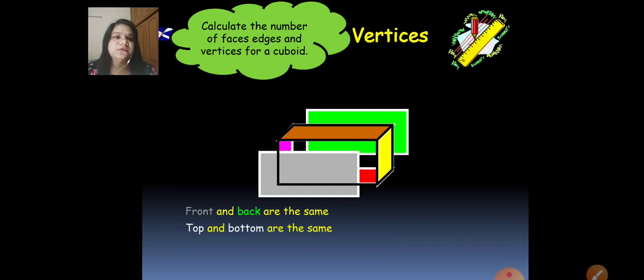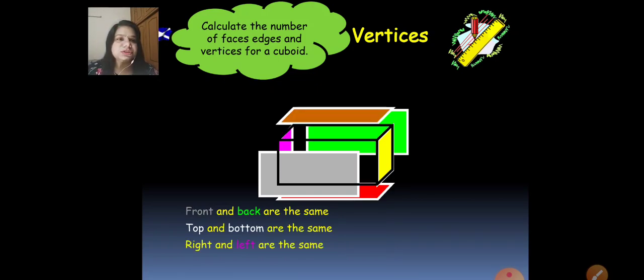Now let's check for the more faces. Top and bottom will be same. So just see, I have separated top and bottom also. So these are two more faces. So till now we have counted 4 faces of a cuboid. Then right and left faces are also same. And now we have separated all the faces of this cuboid, and you can count front, back, top, bottom, right, left. There are 6 faces.